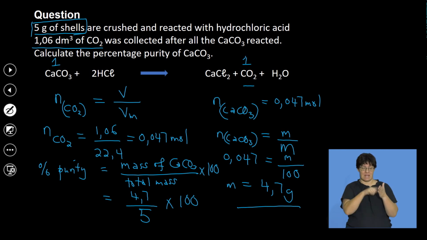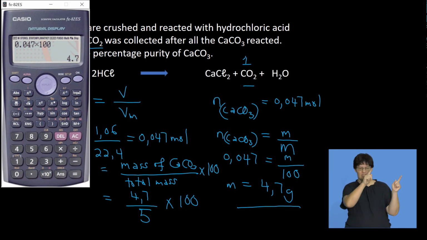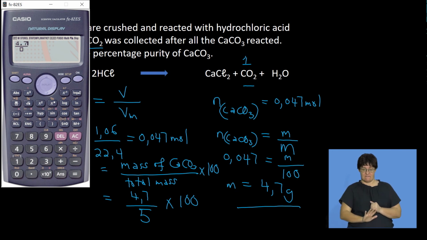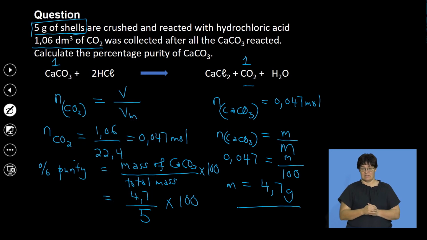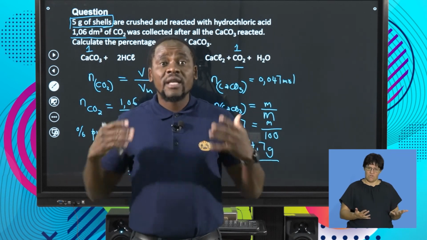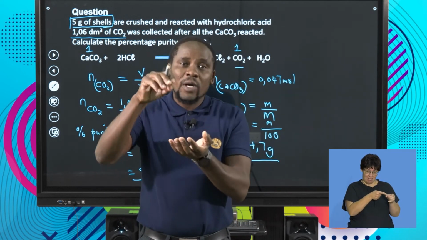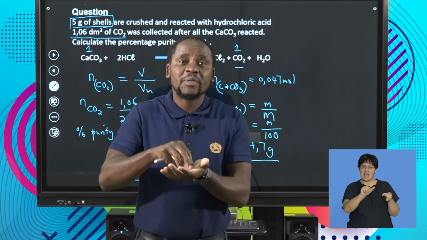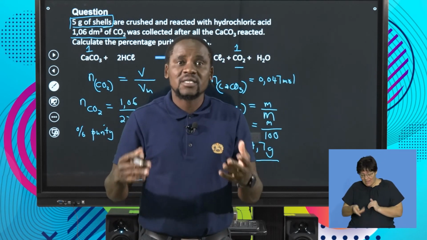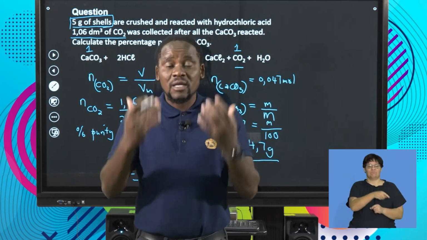So if we go to our calculator, this is the easy part because we've done all the science. Now it's just the calculation that's left. What do we have? We have 4.7 divided by the total mass of the sample, which is 5. We're going to multiply this by 100. This gives us 94%, right? So now what does the 94% purity mean? It means of the 5-gram sample of the eggshell, what is actually calcium carbonate is 94%, and the remainder is other substance that did not take part in the reaction in forming the carbon dioxide that we collected.